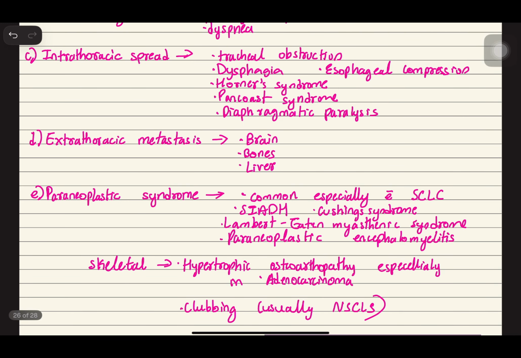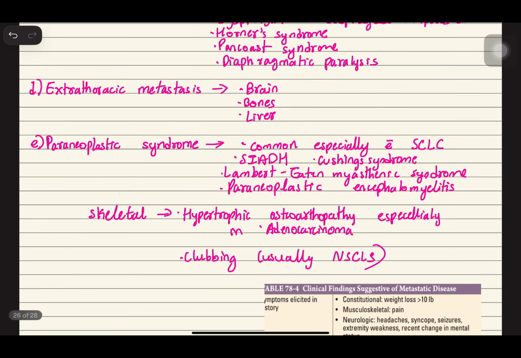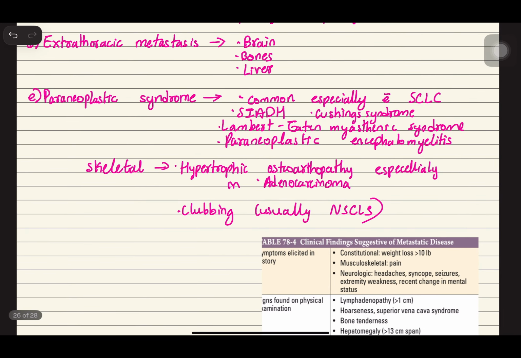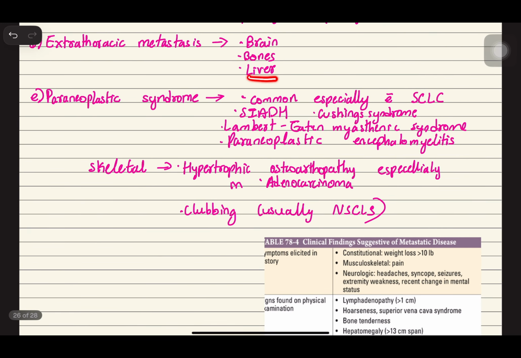If there is extrathoracic metastasis beyond the chest, then it can spread to the brain, bones, or liver. If it spreads to the brain, it can cause headaches and seizures, and if it spreads to bones, it can cause pain and fractures. If it spreads to the liver, it can cause jaundice.